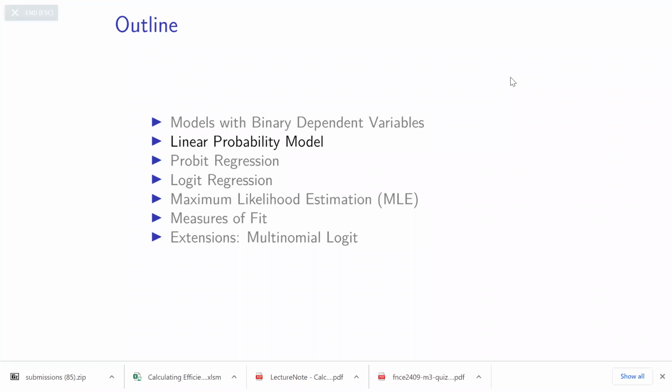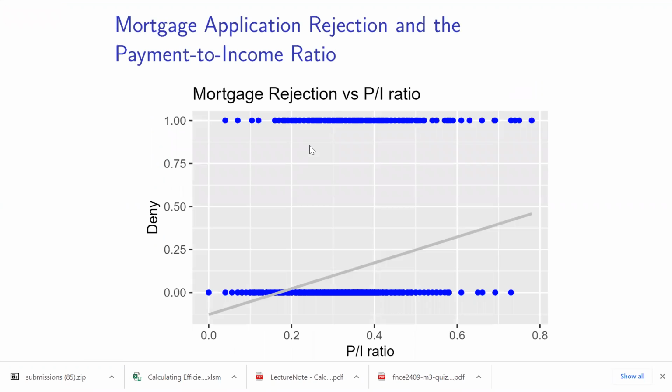Based on our current understanding of regressions, naturally we're inclined to use a linear model to fit the data. In doing so, we're effectively using the linear probability model to answer this question. Let's see what happens when we fit the linear model in this case. This plot shows how the dependent variable interacts with the control variable, the PI ratio.